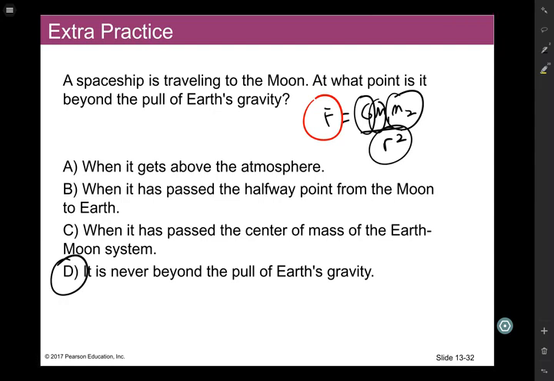This is a really important point, right? Gravity may be quite weak, but it's never going to be 0. We're just going to neglect it a lot of times in cases where the force is so small compared to other things, right? But it's never actually 0.